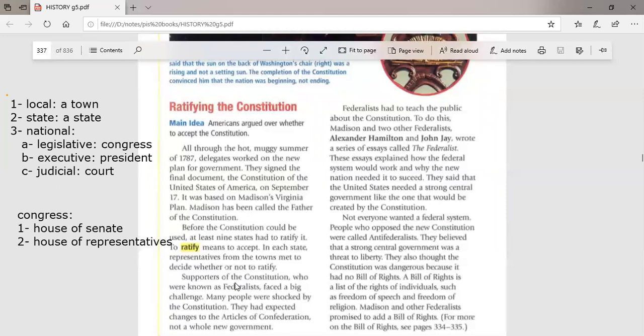Okay, so after disagreement with many people, 9 states accepted the Constitution. Okay, they were arguing that Bill of Rights must be added or not, but after that they added it to the Constitution. I want to say something: people who supported the Constitution were called the Federalists, but the people who disagree about the Constitution, they were called anti-Federalists.